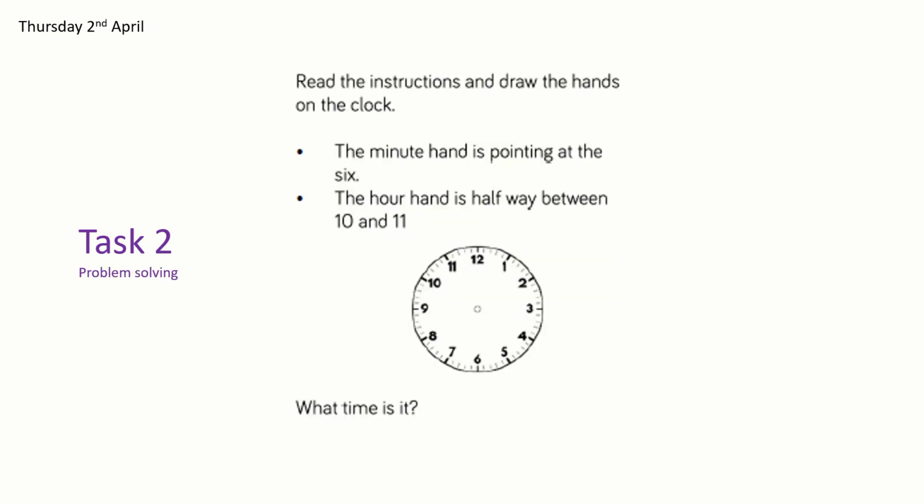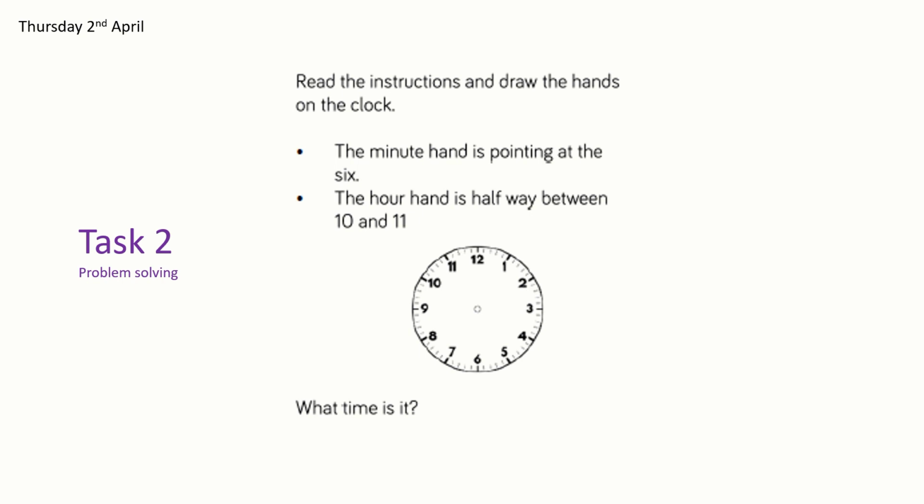So let's have a go at our last task for today. Let's read these instructions and draw the hands on the clock. So you could try and draw the clock, or you could use a real clock, or you could print off or make your own clock. There's one on our class page if you want some help with that. Or just have a go.